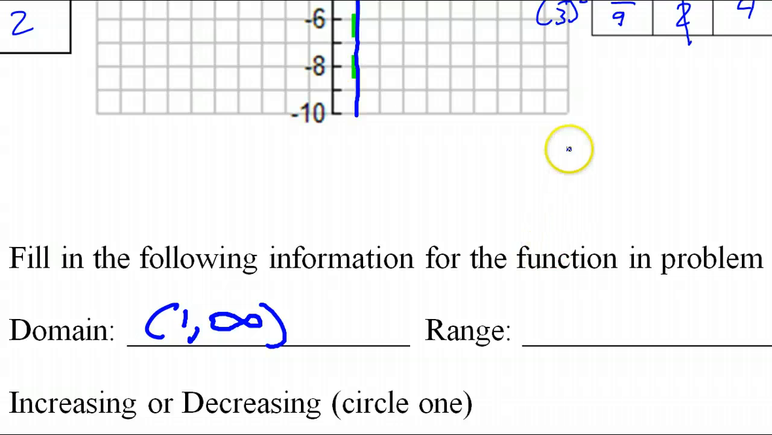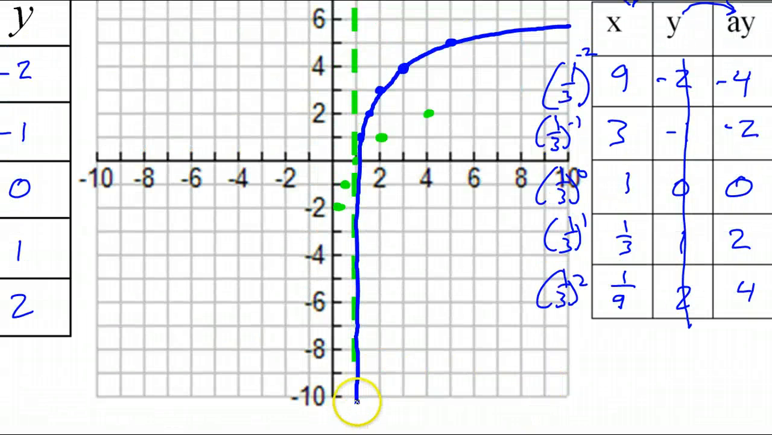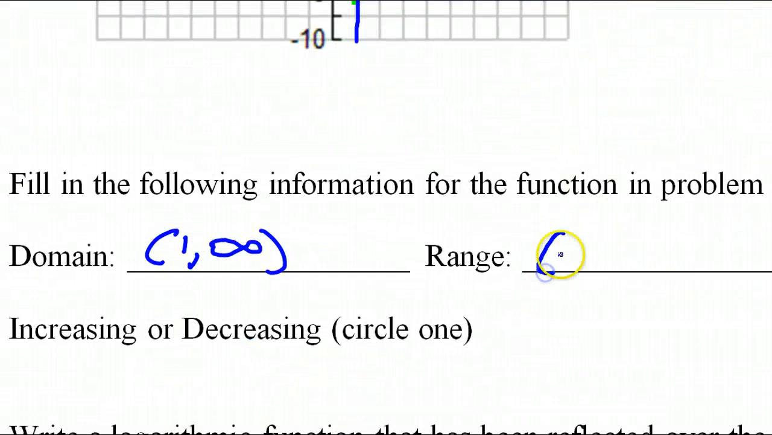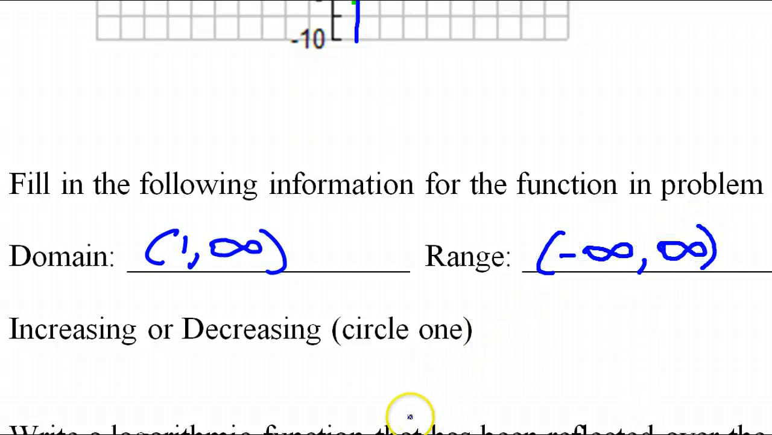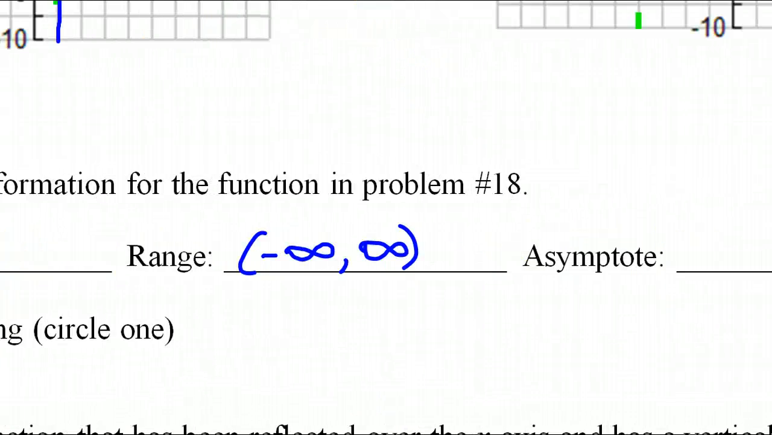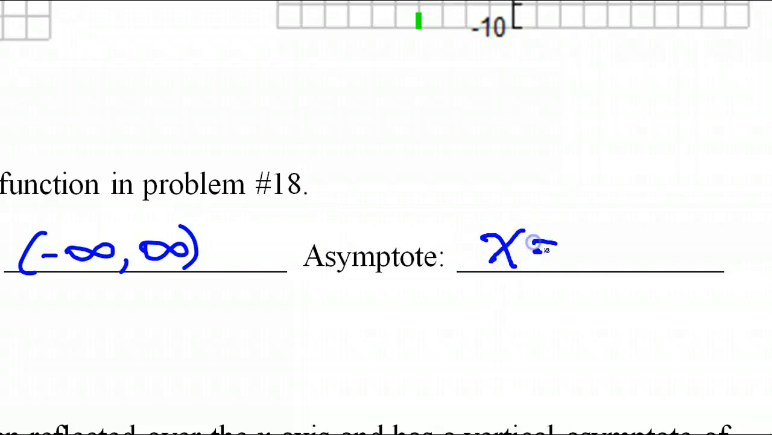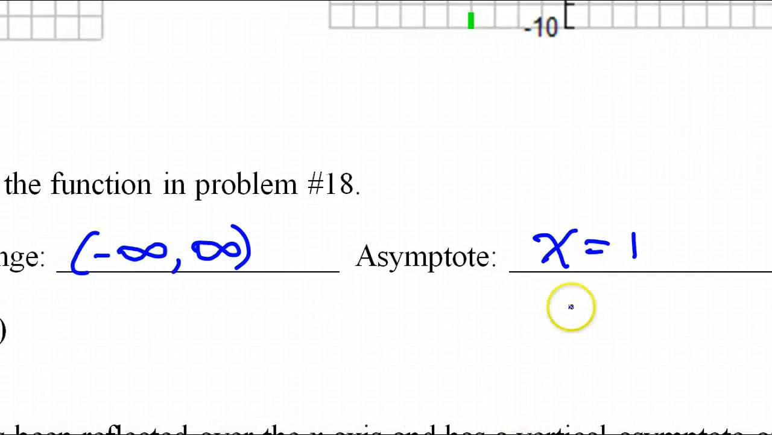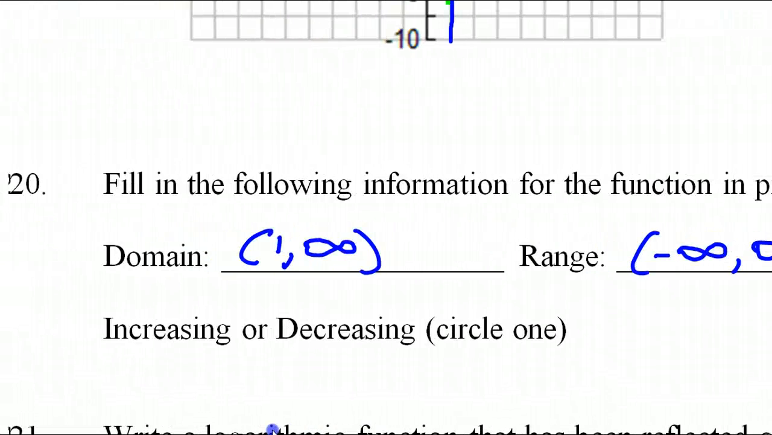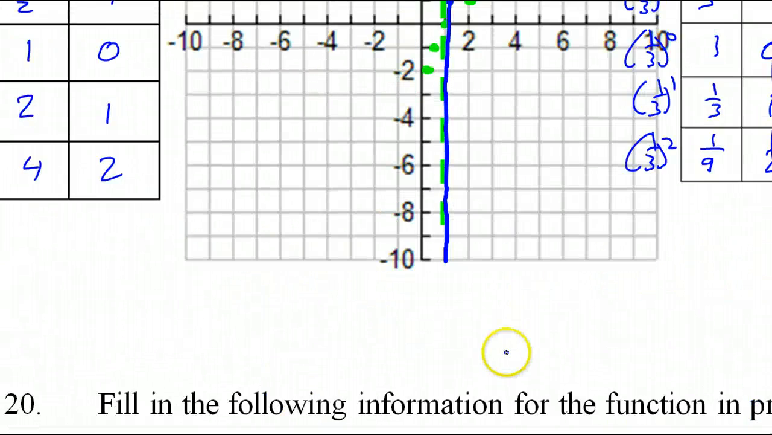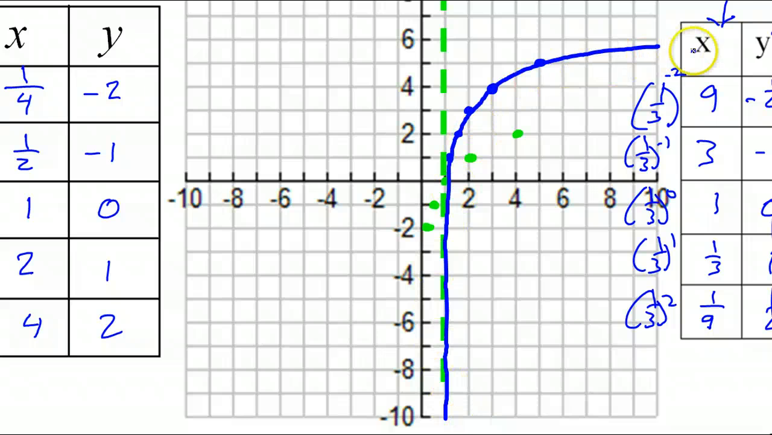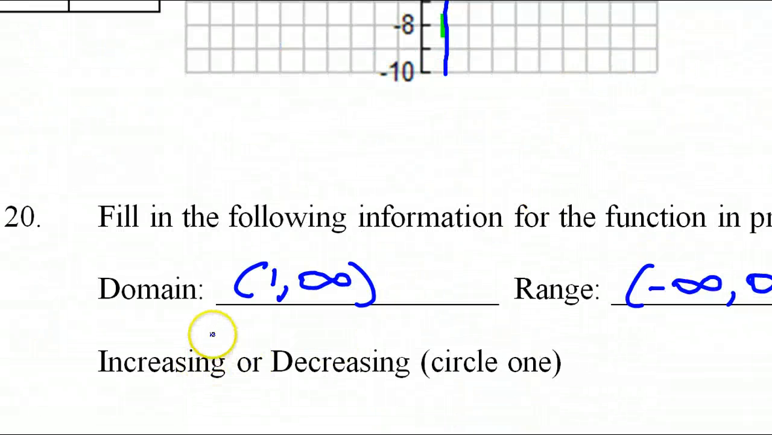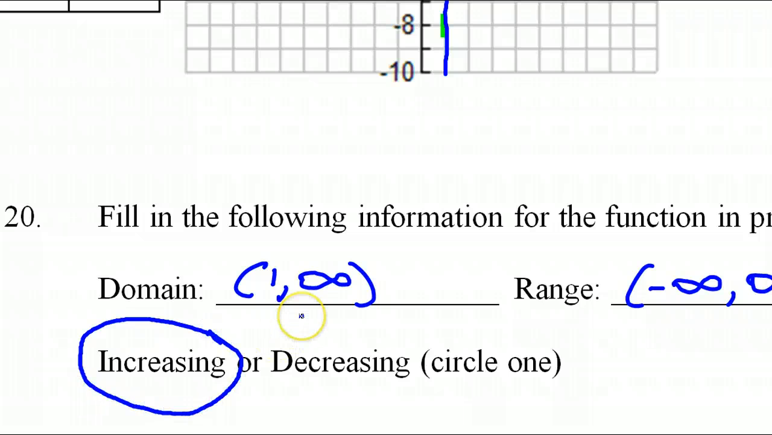Range goes bottom to top. So this graph goes from negative infinity to positive infinity. Let's see. The asymptote. The asymptote is here at positive 1. Vertical lines are always x equals, so x equals 1. You have to put x or it's wrong. Increasing or decreasing. This is going up, up, and away as we go to the right, so that is definitely increasing. Alright, so that's number 20.